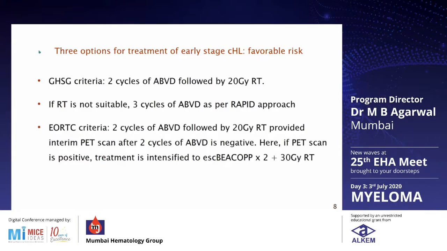And then we have the EORTC criteria, 2 cycles of ABVD followed by 20 gray radiotherapy, provided the interim PET scan done after 2 cycles of ABVD is negative. And in case the PET scan is not negative, it is positive, then the treatment should be escalated to 2 cycles of escalated BEACOPP and radiotherapy should be made 30 gray. So that's the answer to this question.